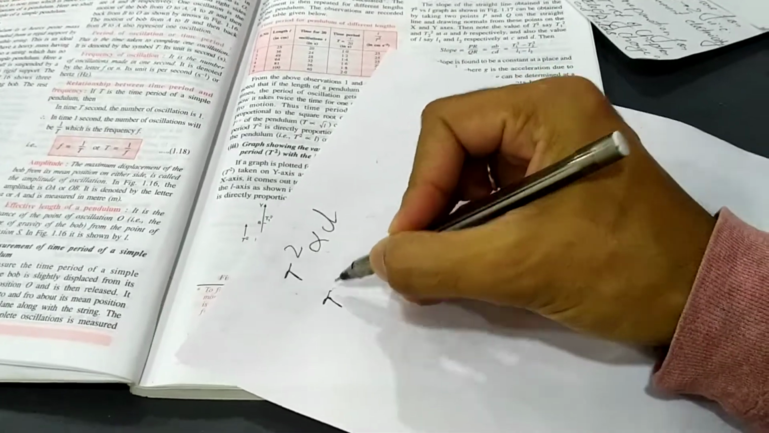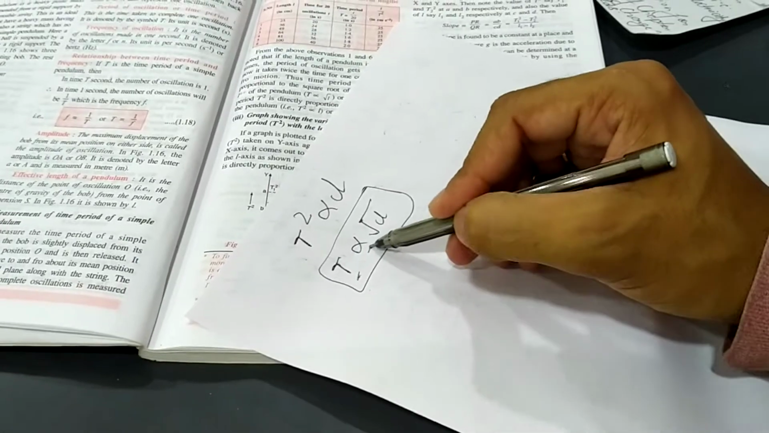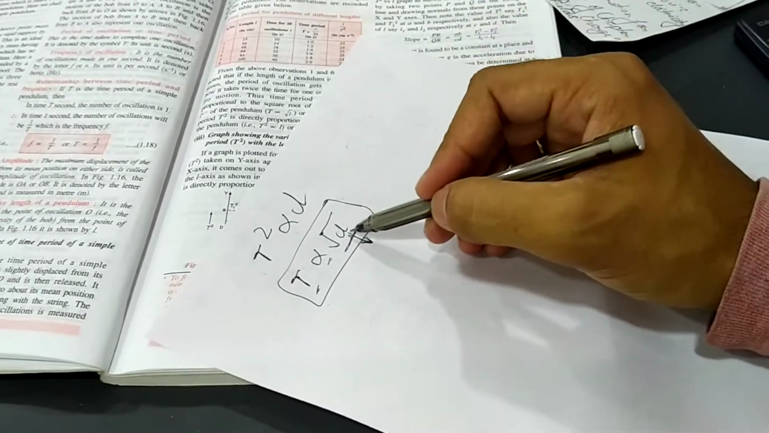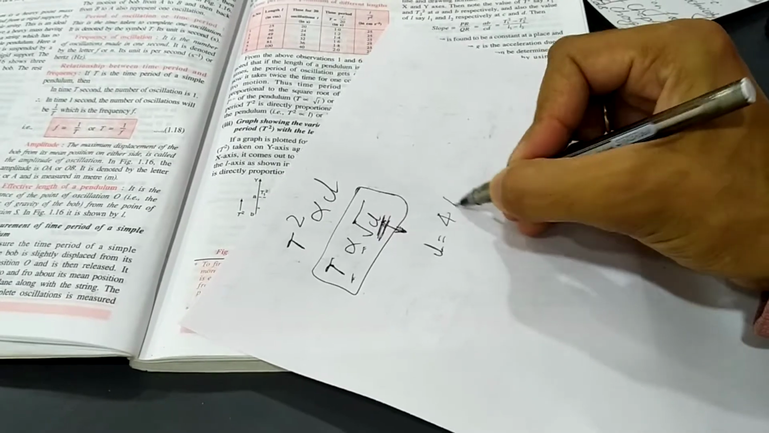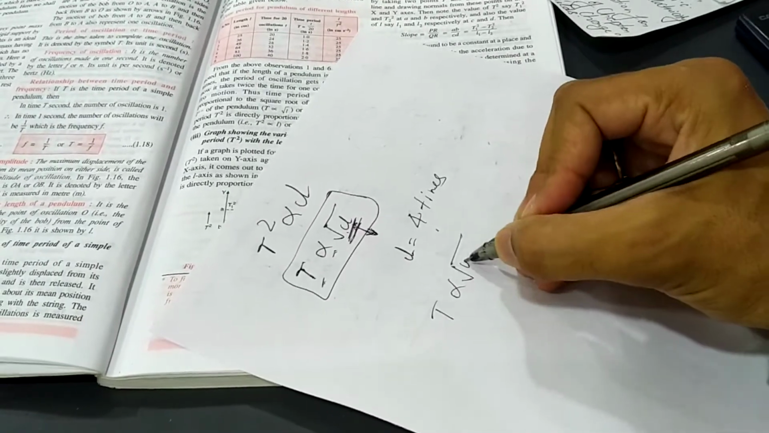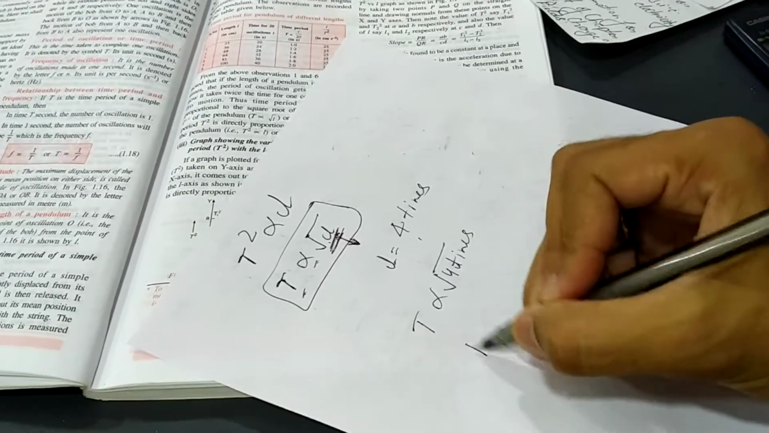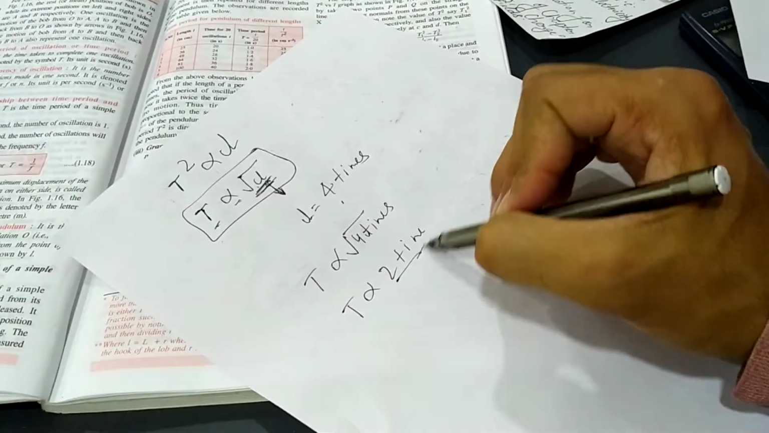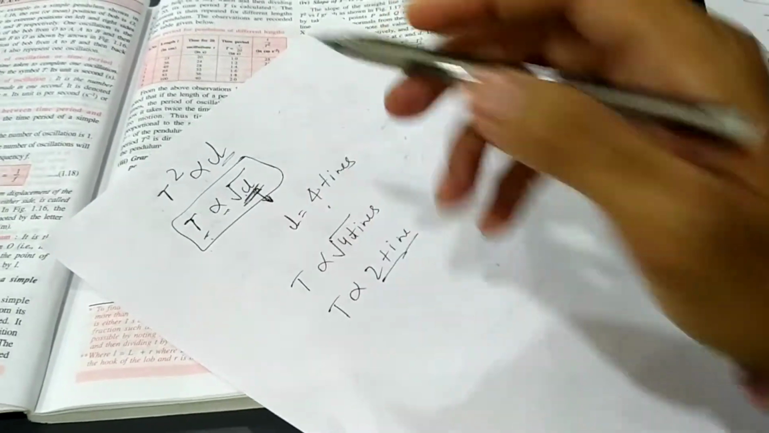If I remove this square, T will be directly proportional to root L. So time period is directly proportional to the square root of the length of the pendulum. It means if you increase the length, suppose I have made the length 4 times, so if you put 4L there, the time will also increase by a factor of 2 times. Why 2 times? Because root 4 is 2. So this is how the time period of oscillation depends on the square root of length.